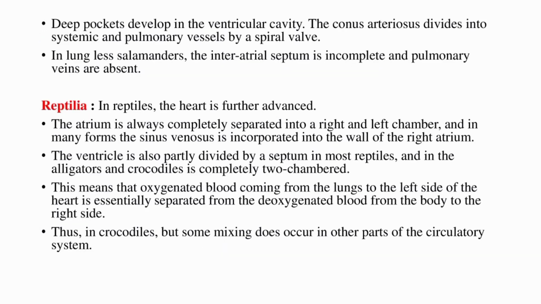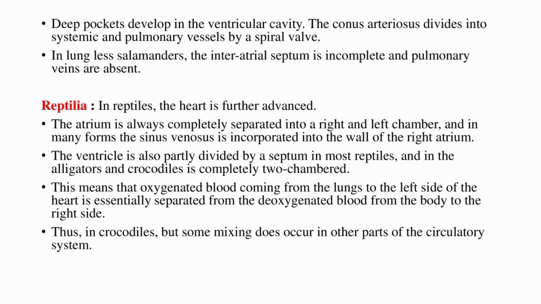Deep pockets develop in the ventricular cavity. The conus arteriosus divides into systemic and pulmonary vessels by a spiral valve. In lungless salamanders, the interatrial septum is incomplete and pulmonary veins are absent.